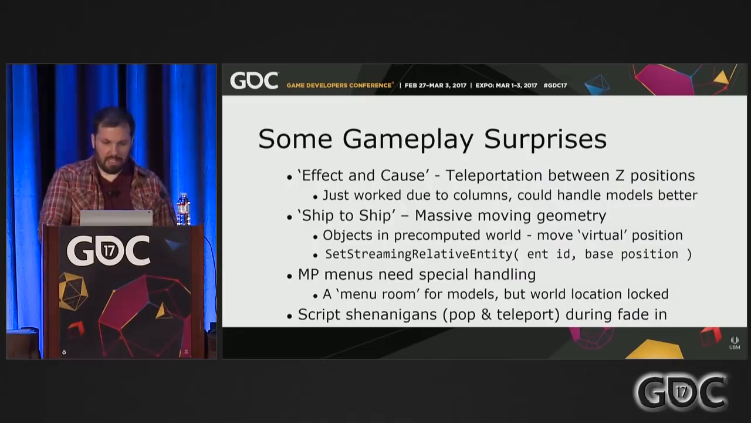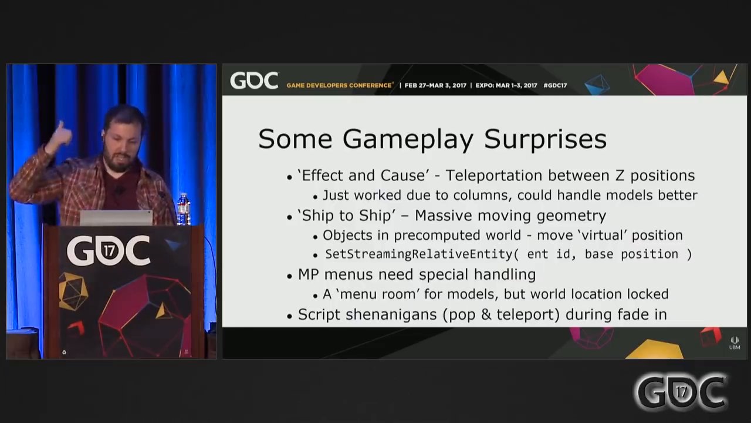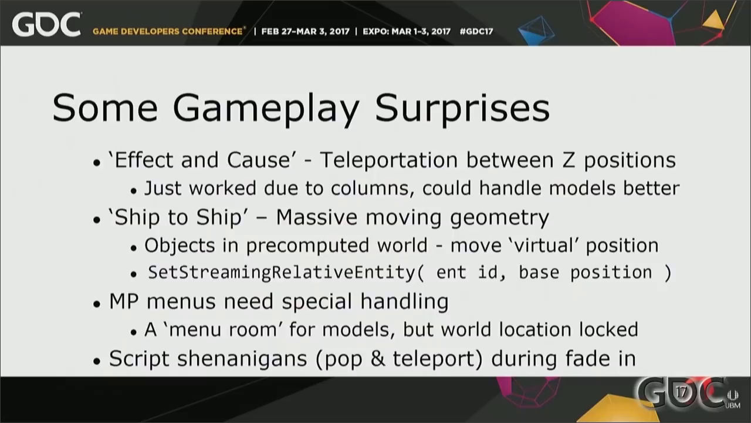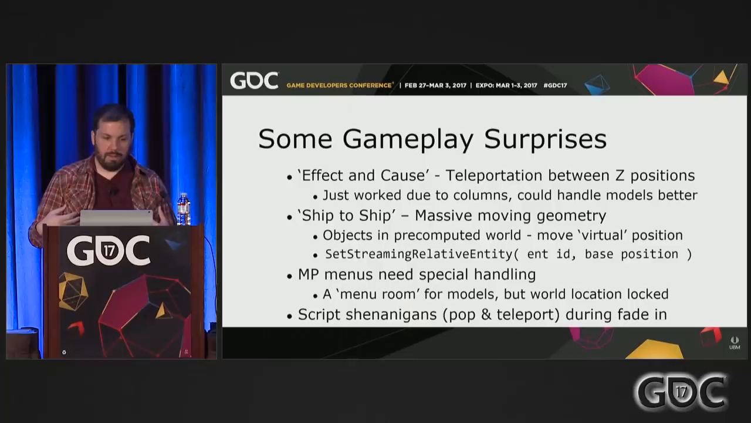So effect and cause, that's where you go through time. You're really going through Z. So we pop you up and down, and that just worked because we have columns and we blend between the probes. So you'd get a probe down here and a probe in the other time, and it would just pull in the data that would be needed. It would take a little additional load on the cache because you're loading two sets of textures, but that can't really be avoided.